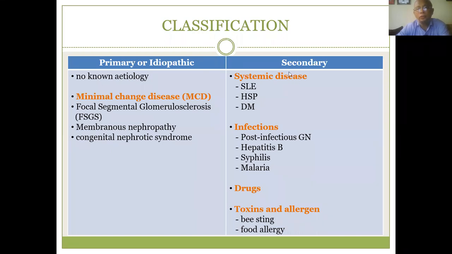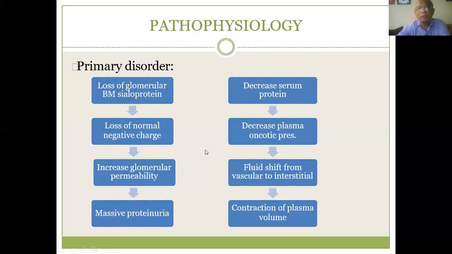And there are also secondary causes of nephrotic syndrome. In case of systemic disease, the most important are SLE, Henoch-Schonlein purpura, and diabetes mellitus. Besides, there are some infective causes like post-infectious glomerulonephritis, hepatitis B, syphilis, and also malaria. They may also cause nephrotic syndrome. There are some drugs that may cause nephrotic syndrome, like heavy metals, penicillamine, and gold. There are also some toxin causes, like food allergy, bee stings, and others. So first you have to differentiate whether this patient is suffering from a primary cause or a secondary cause.